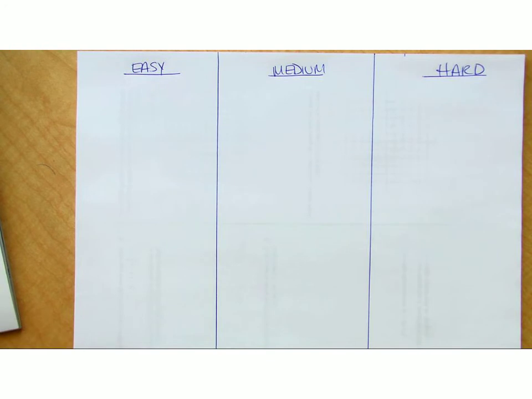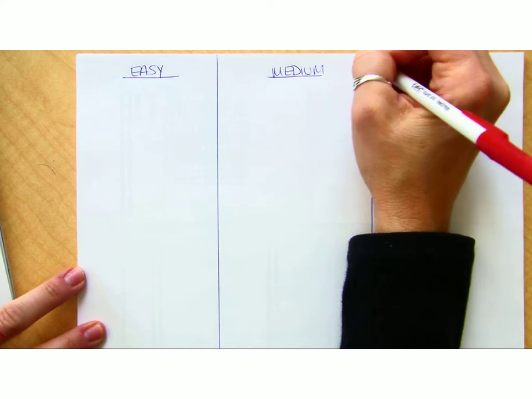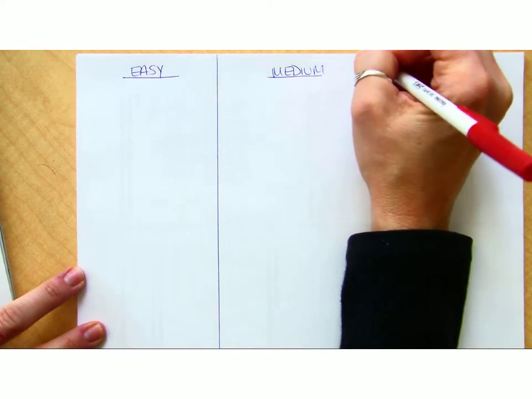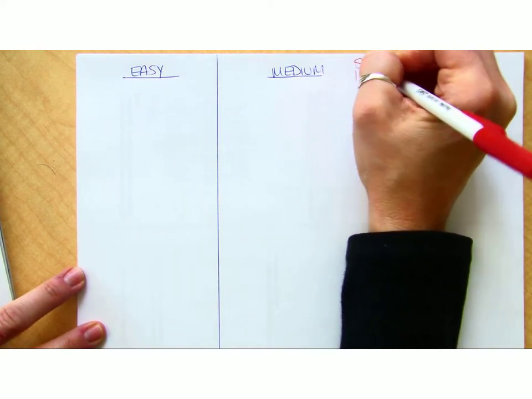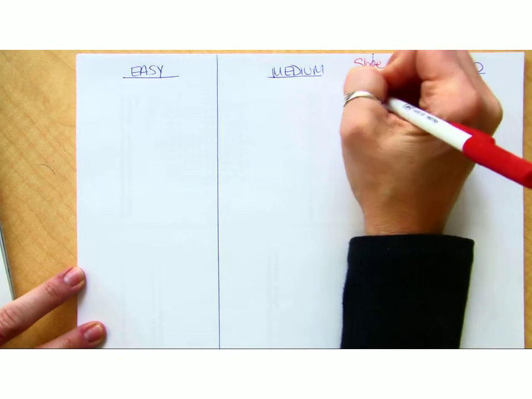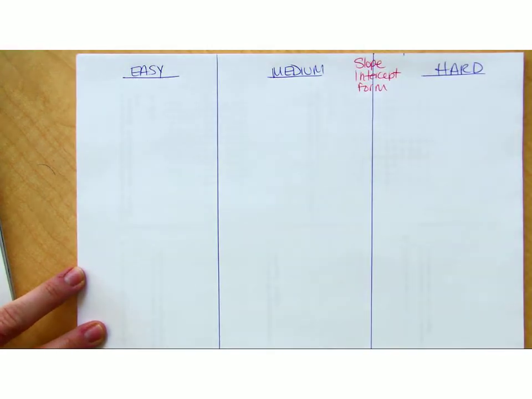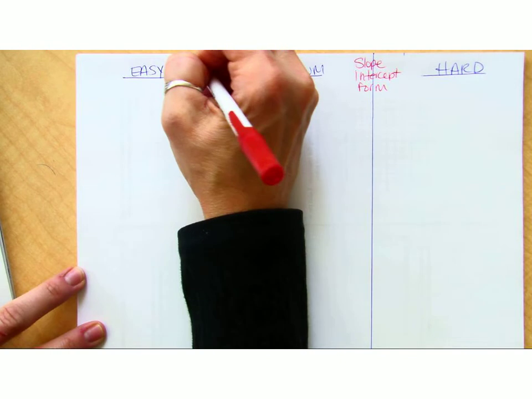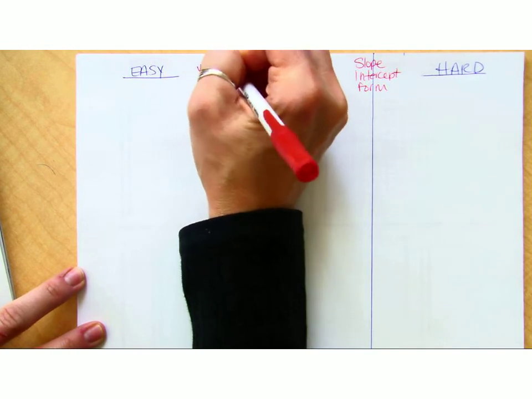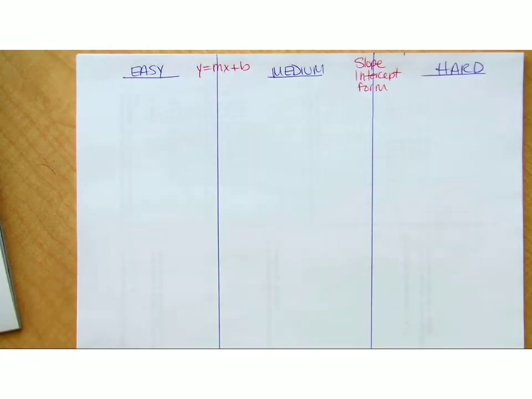This is going to be a little summary of how to write an equation in slope-intercept form from points and given different things. So you're writing equations in slope-intercept form, which is y equals mx plus b. All right, so this is a quick review of the problems that we've done so far.